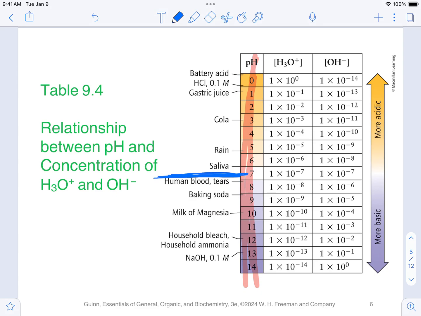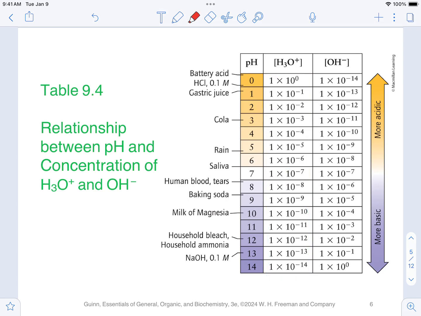Your H3O plus concentration of something acidic will be bigger than 1 times 10 to the negative 7th. So all of these. And if you are smaller than 1 times 10 to the negative 7th, you are basic. Now notice I'm saying smaller for the higher exponents. And let me explain that a little bit here.